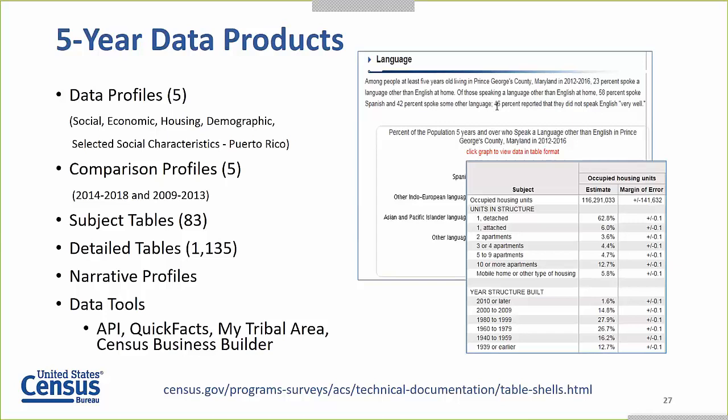We have 5 data profiles that show select estimates and percentages for particular geographies on a variety of topics in one table. There are profiles for social, economic, housing, and demographic characteristics, as well as selected social characteristics in Puerto Rico. Comparison profiles are similar to data profiles, but they show data side by side from 2 different 5-year periods, indicating where there is a statistically significant difference between the 2 sets of estimates.